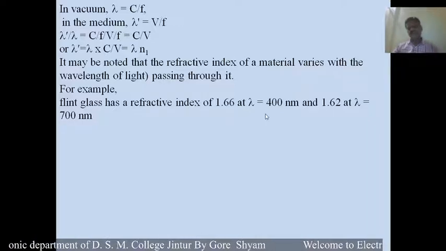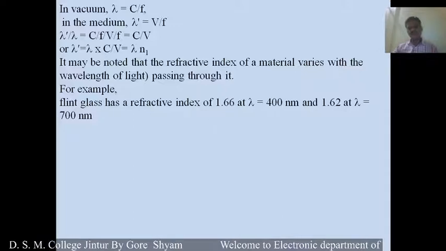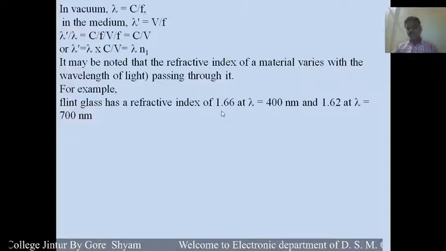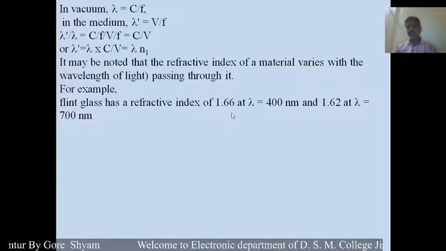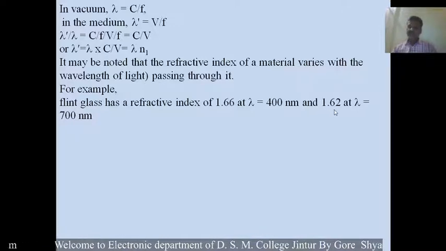For example, flint glass has a refractive index of 1.66 at lambda equal to 400 nanometers. When the wavelength is equal to 400 nanometers, then this flint glass has a refractive index equal to 1.66. Similarly, for 700 nanometers, the refractive index for the same glass is different, equal to 1.62.